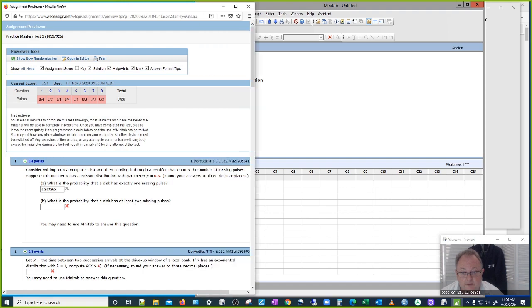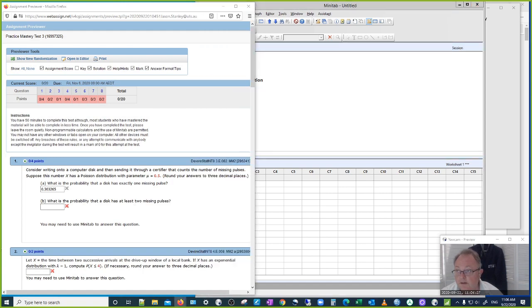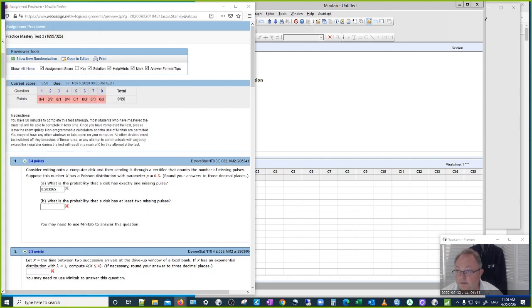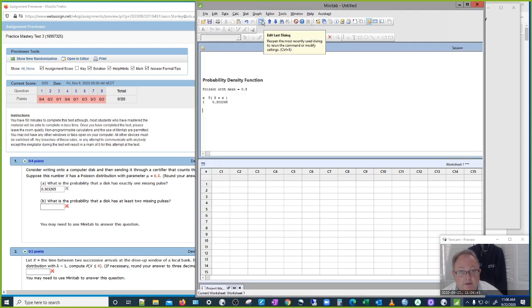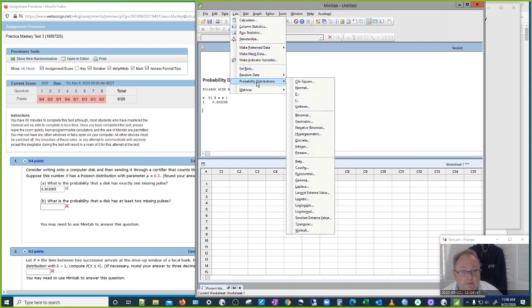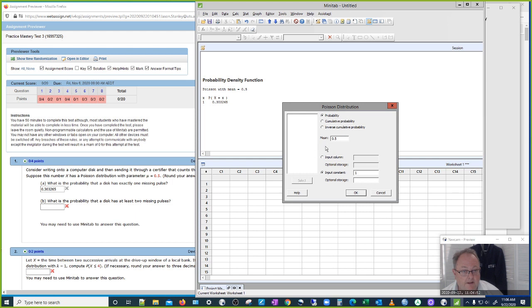And the next part of the question is at least 2 missing. So if we go to our thing here, we've got at least, so at least, oh, it's greater than. So we're going to have to do a complement to move that around. So what we'll have to do is come back here and we do a complement, which means we've also got to do calc probability distributions plus 1. We're going to do a cumulative. Now that will leave it at 1 because we're going to do the complement.